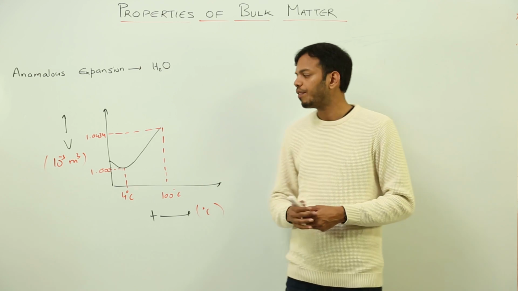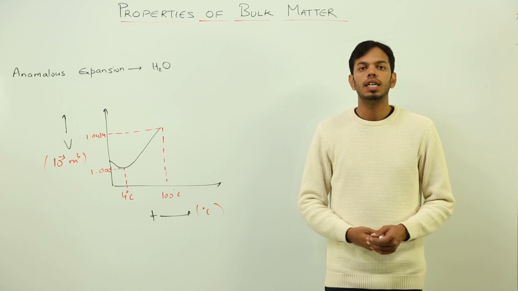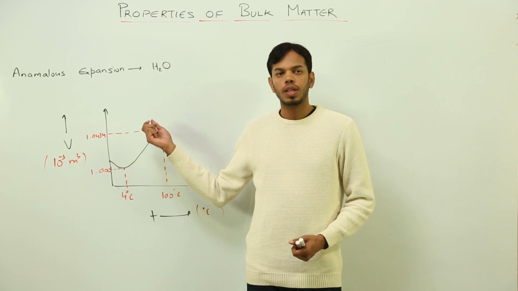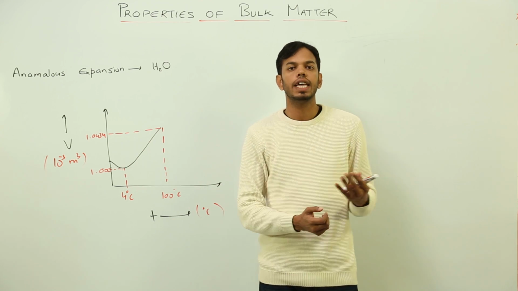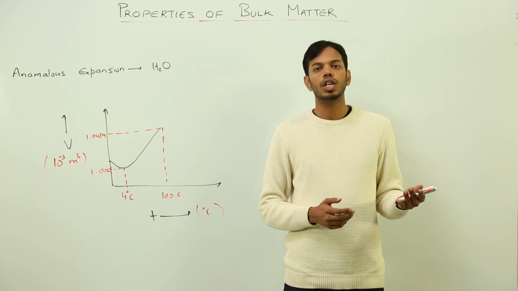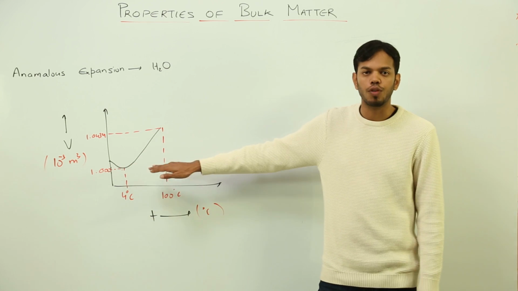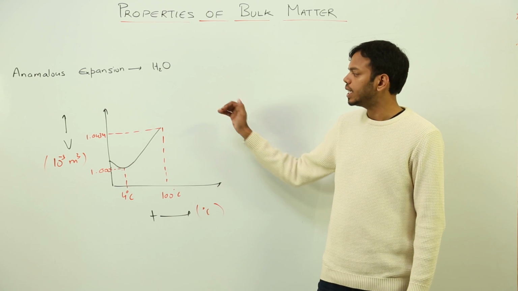That means water will have maximum density at 4 degrees Celsius, and that is why we consider this value to be the most relevant value when we take calculations, that the density of water is 1000 kg per meter cube at 4 degrees Celsius. So water has maximum density at 4 degrees Celsius and then the density decreases.